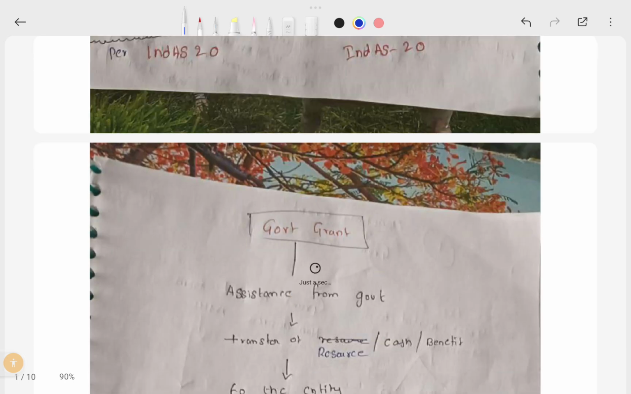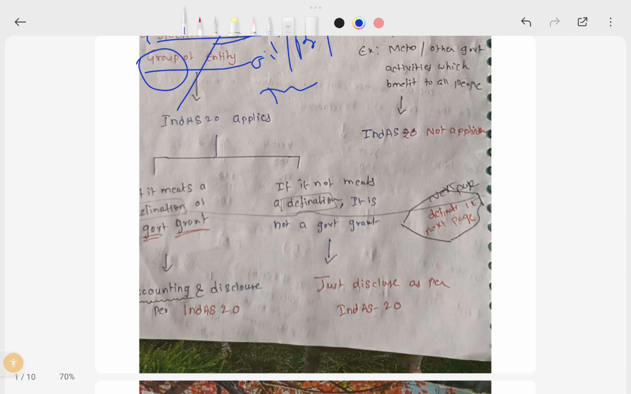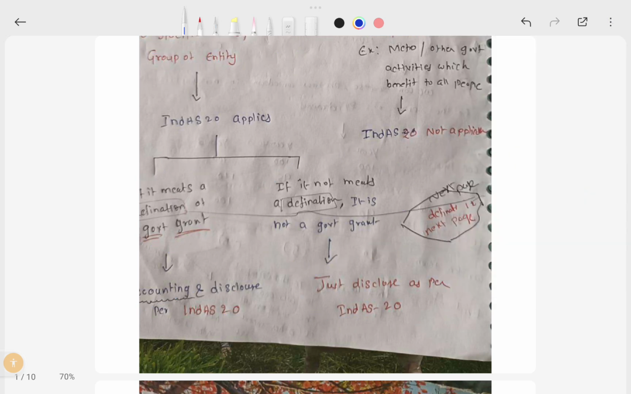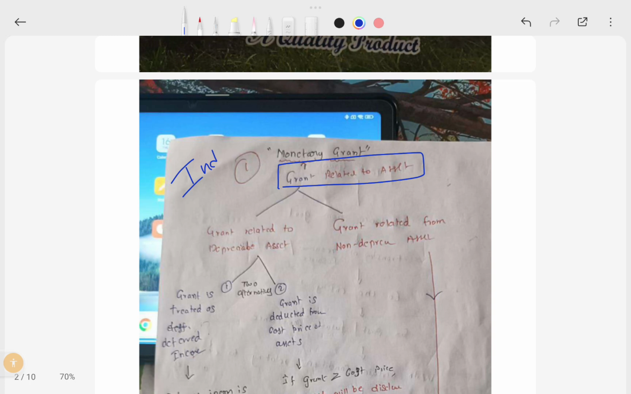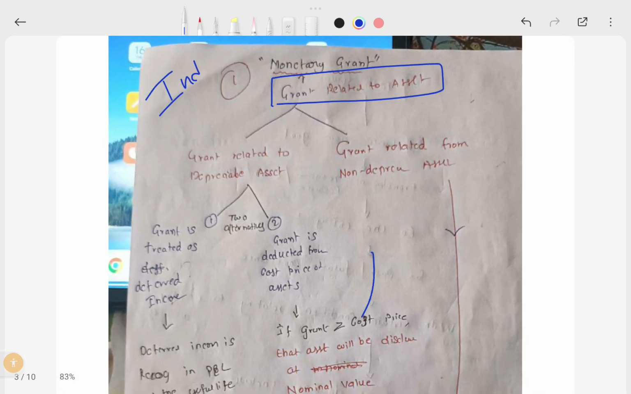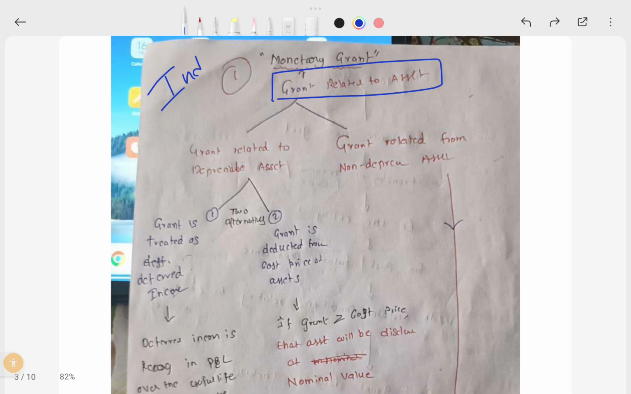As I said at the start of this video, if it is any assistance you get from the government and it meets the definition, you need to apply the accounting standard and disclosure. If it does not meet the definition, you just need to disclose in the standard. I hope you understand this. Now we are going to look at the mandatory grant. In a mandatory grant, there is grant related to depreciable assets and grant related to non-depreciable assets. Monetary grant means cash or kind.